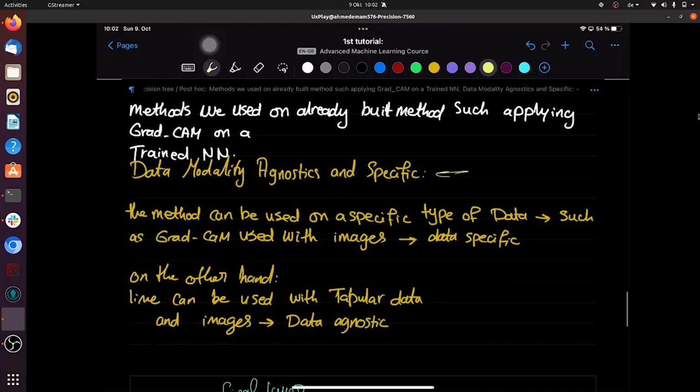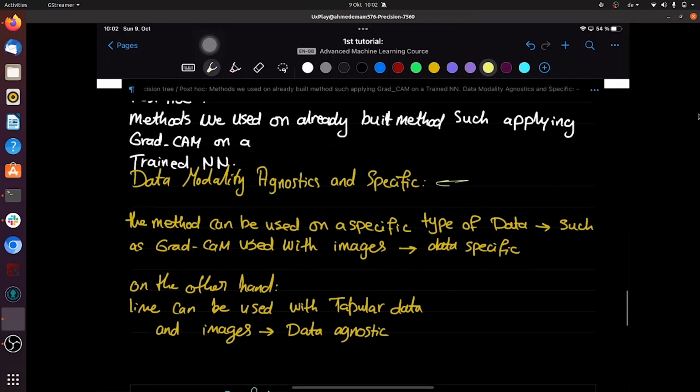Another comparison here is between data modality agnostic and data modality specific. The meaning behind this is that there are some explanation methods which are only used with, as an example, images. And there is another group which is only used with tabular data. So this is also a type of grouping of explanation methods.